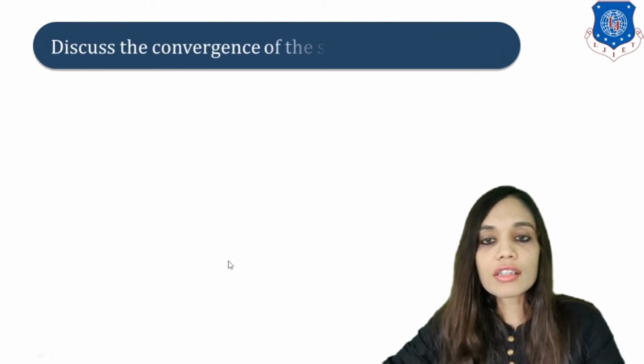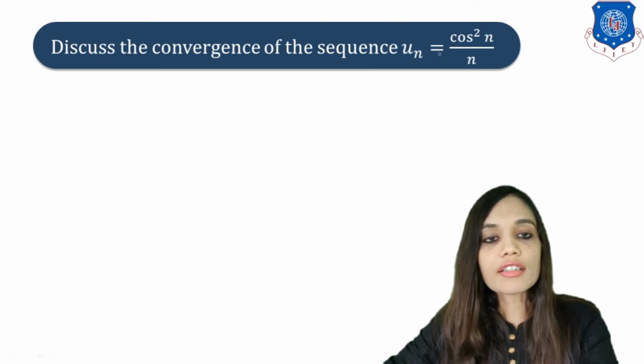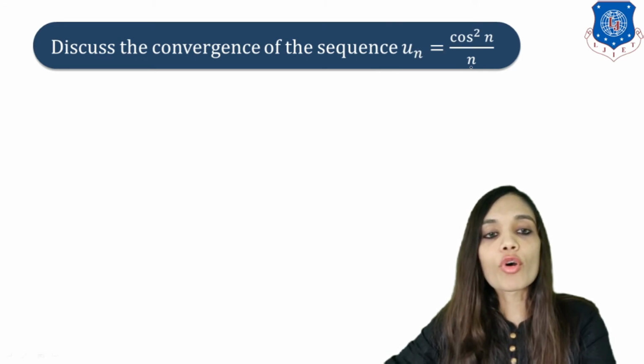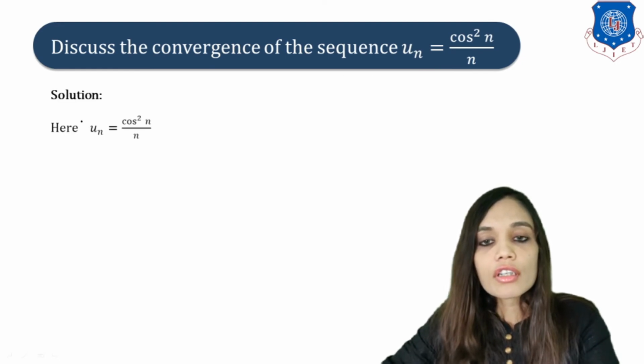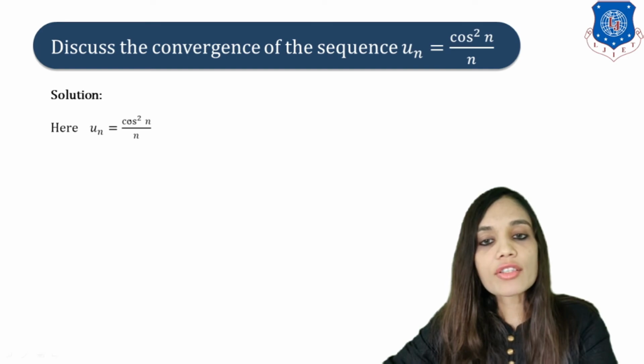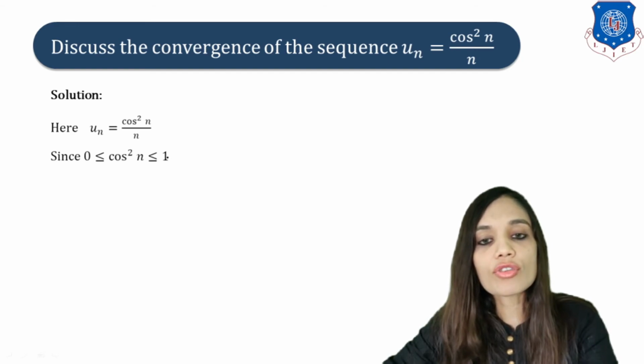Okay. Next, let us discuss the convergence of the sequence un that is equal to cos square n upon n. Let us start with the solution. Here we are given our nth term as cos square n upon n. Now we know that 0 less or equal to cos square n less or equal to 1. Now divide by n. So what you will get? 0 less or equal to cos square n upon n less or equal to 1 upon n.